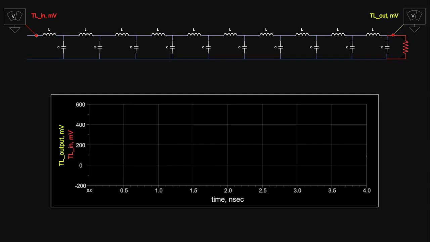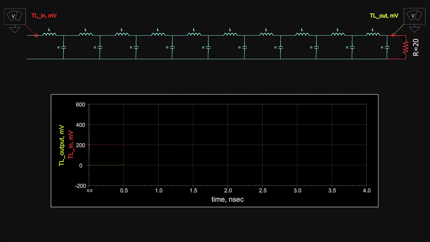Let's terminate the line in this case with a load less than the characteristic impedance, say 20 ohms. At first, the source sees only the characteristic impedance, so the voltage at the input will settle at 200 millivolts. That 200 millivolt signal will propagate toward the load, settling the capacitors one by one to 200 millivolts. After about 500 picoseconds, the signal reaches the load.